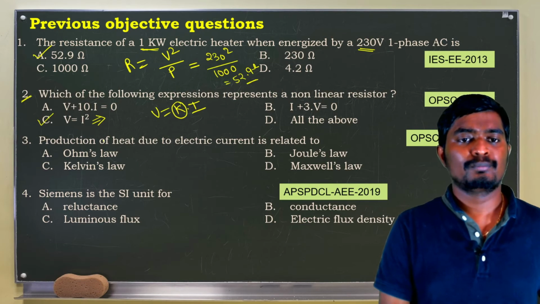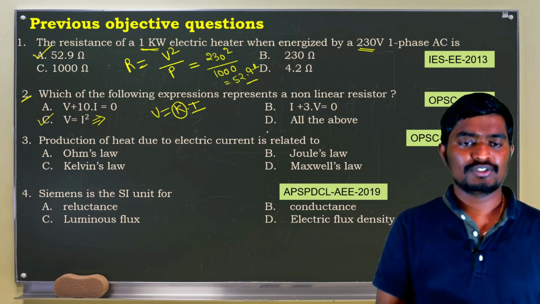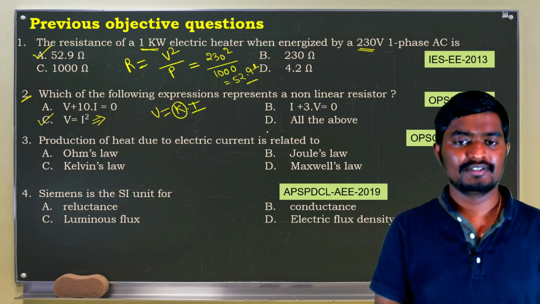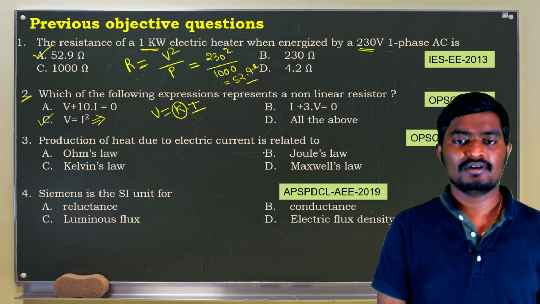Question number 3. Production of heat due to electric current is related to. Production of heat due to electric current, it is Joule's law. Option B is the correct option.